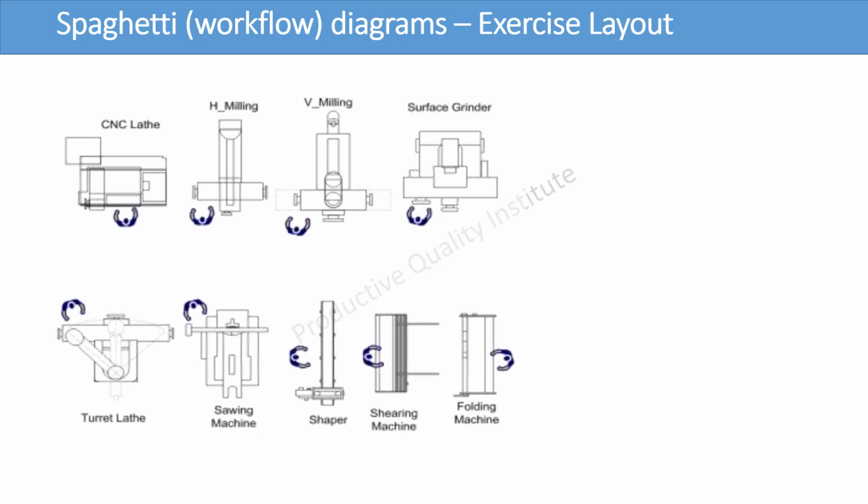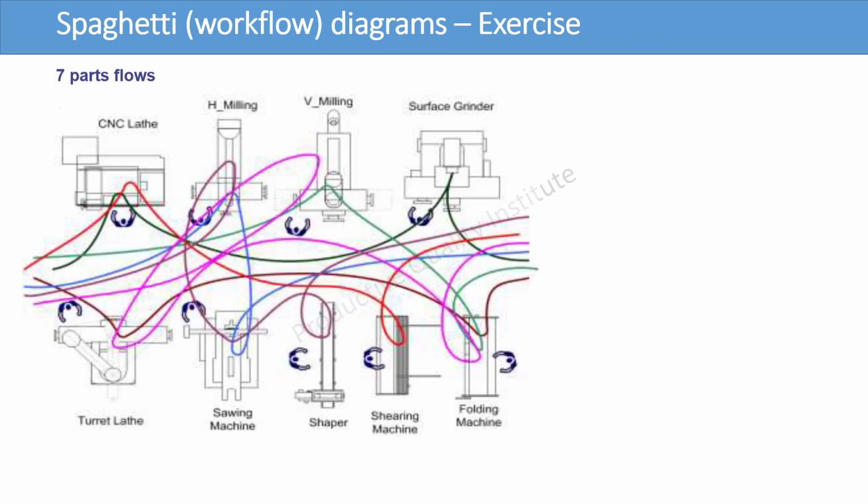The 9 machines are CNC lathe, H milling, V milling, surface grinder, turret lathe, sawing machine, shaper, shearing machine, and folding machine. We can see the flows of the 7 parts. Please notice how the flows are very complicated, and intersecting.